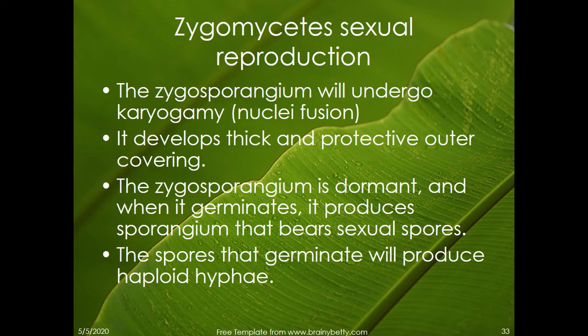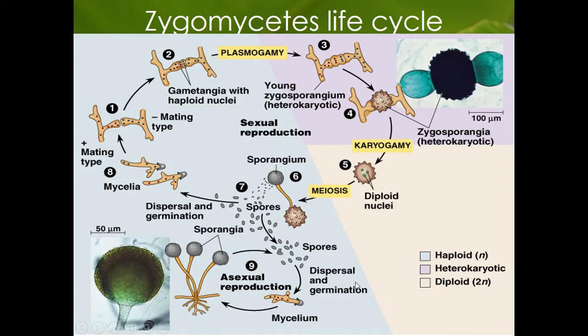So after the nuclear fission occurs, they will develop a thick and protective outer covering, and they are very dormant. And when it germinates, it will produce a sexual spore. Okay, and then the spore later will germinate to produce haplohyphae. Okay, let's look at how it actually looks.